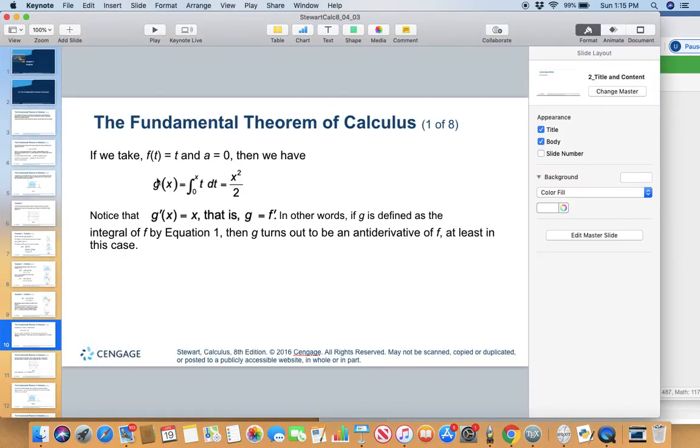All right? And so this is your function g(x). On the other hand, notice if I take the derivative of g, that 2 comes down, cancels the 2, and I get x. So in other words, when I take the derivative, I get the function inside. Function inside, of course, with x replacing t. G is defined as the integral of f. Then g turns out to be the antiderivative of f. At least in this case, okay? That is the fundamental relationship between integral and derivative.